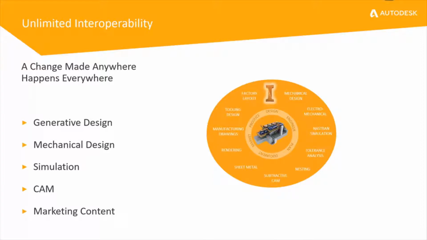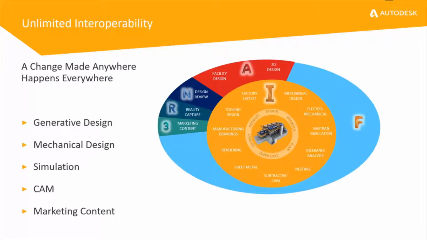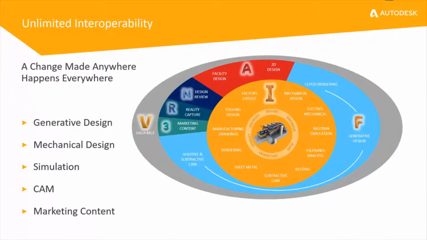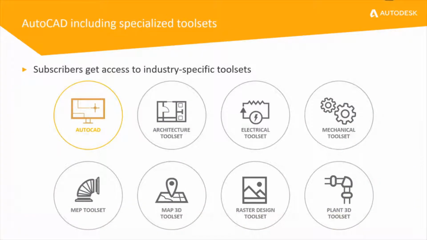The collection comes with tools like AutoCAD for 2D layouts and factory design, Navisworks for large design review, ReCap for reality capture and point clouds, 3ds Max for content marketing, Fusion 360 giving Inventor users cloud rendering, subtractive manufacturing, and generative design, with Vault as our data management tool. Accessing Inventor through the collection gives you simulation, 2.5 to 5 axis CAM, sheet metal nesting, tolerance analysis, and factory design, a complete end-to-end workflow right inside of Inventor. And subscribers even get access to a full set of industry-specific tools through AutoCAD.